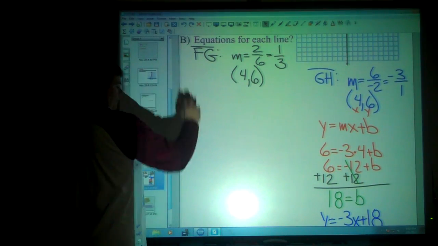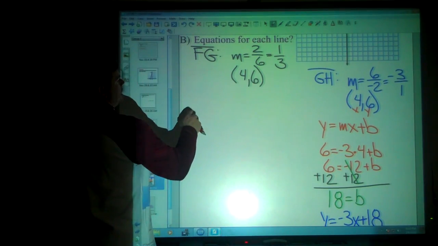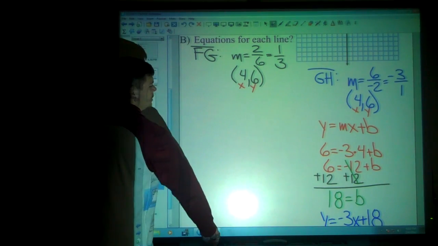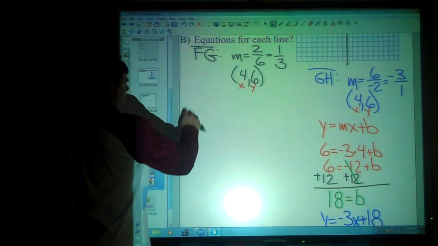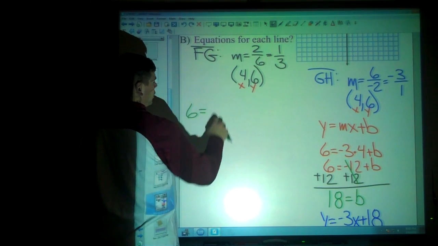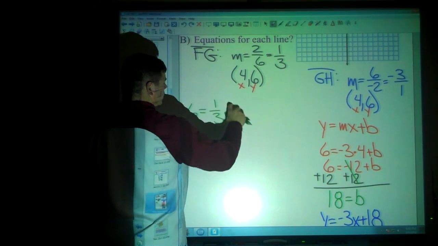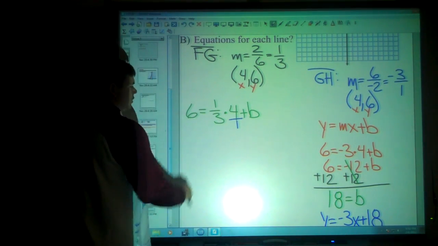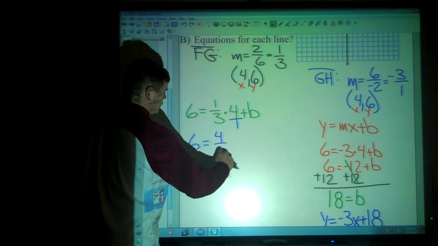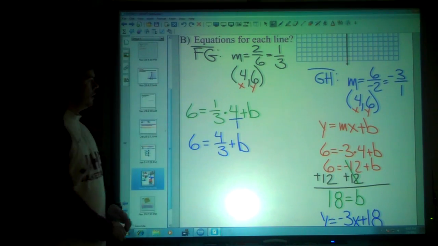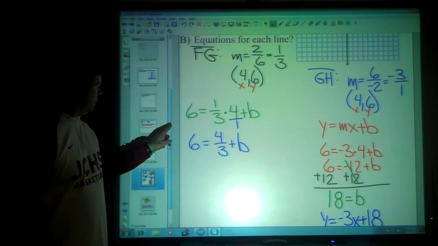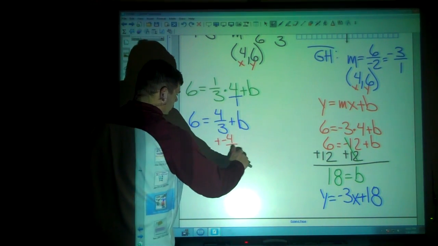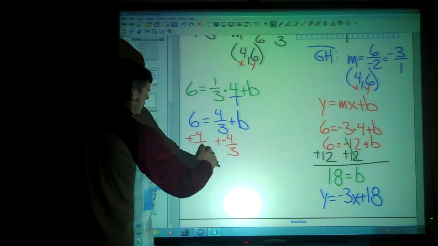Very similar process, but for F to G. So now we're going to say this is x, this is y. We're using y equals mx plus b once again. So we'll go 6 equals 1/3 times the 4 plus the b. You might want to make 4 as a fraction, so now you have 6 equals 4/3 plus b. And now you have to get the 4/3 out of here so you can solve for b. So you add negative 4/3 to both sides.